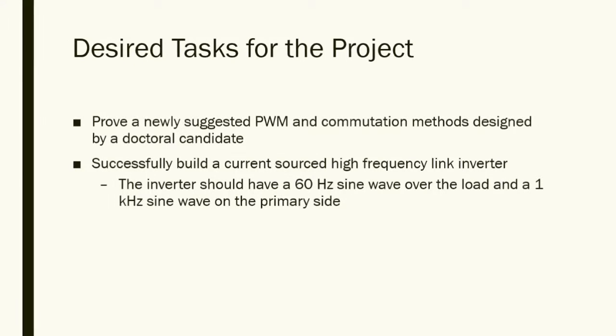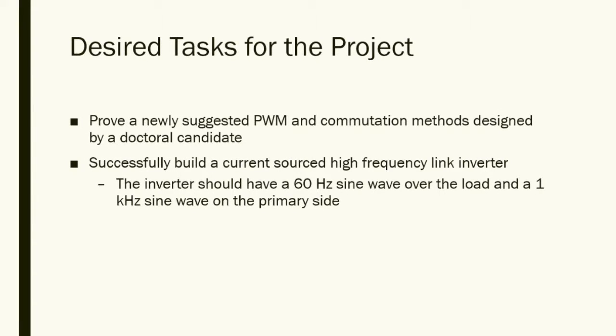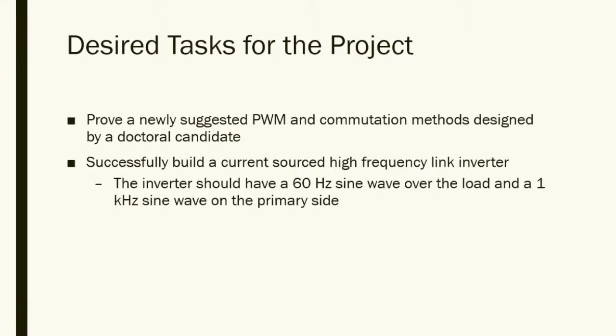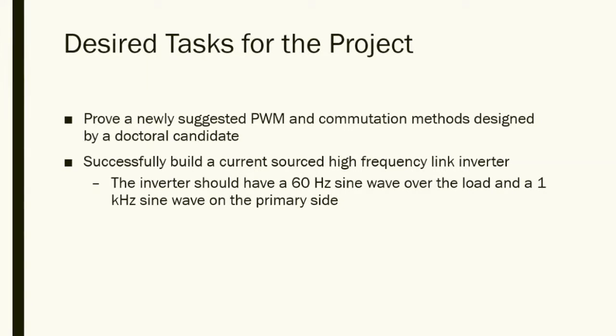Our project goal is to develop a prototype that will allow us to test and validate a newly developed PWM and commutation methodology that aims to construct a high-frequency link current source inverter. There has been a great deal of investigation and design in high-frequency link voltage source inverters already, so our approach will be to provide an efficient solution to delivering power from increasingly demanded current sources, specifically solar panels.